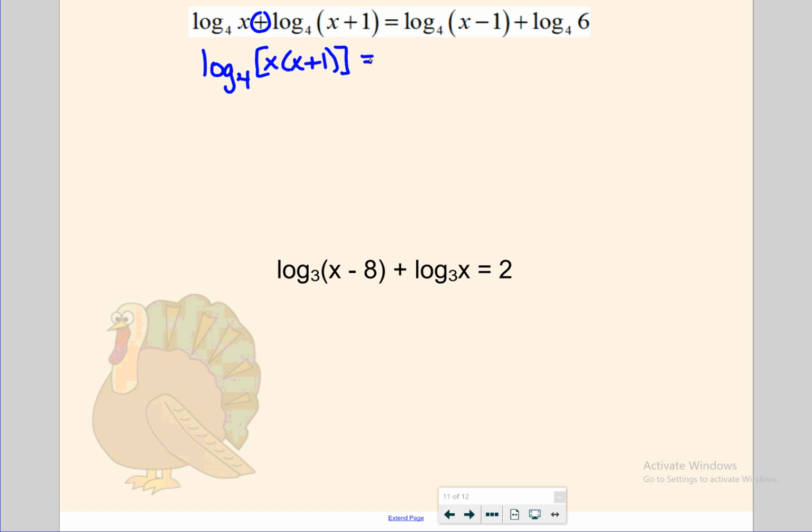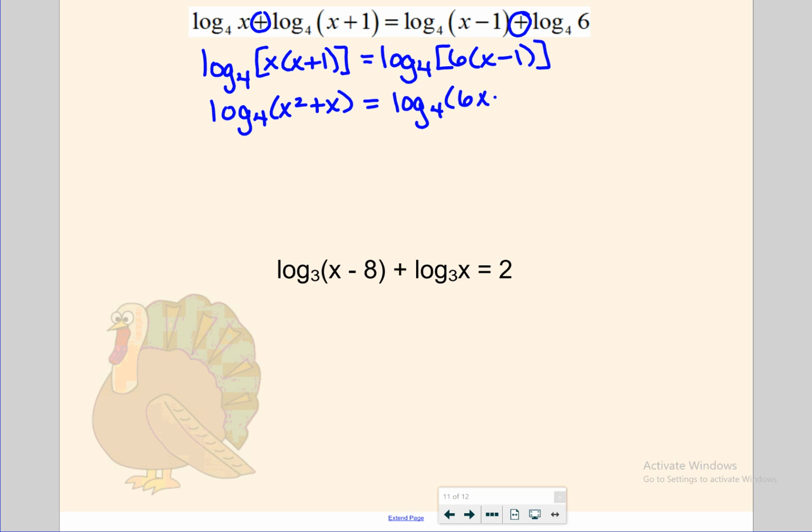Okay. On the right side, those are also added. So we're going to change it into, again, log base 4, multiplication, 6 times x minus 1. If it was subtraction, we would change it into division instead. All right, simplifying a little bit, inside that first log, I have x squared plus x when I distribute my x through. Inside the second one, I have 6x minus 6. And that's as much as I can condense.